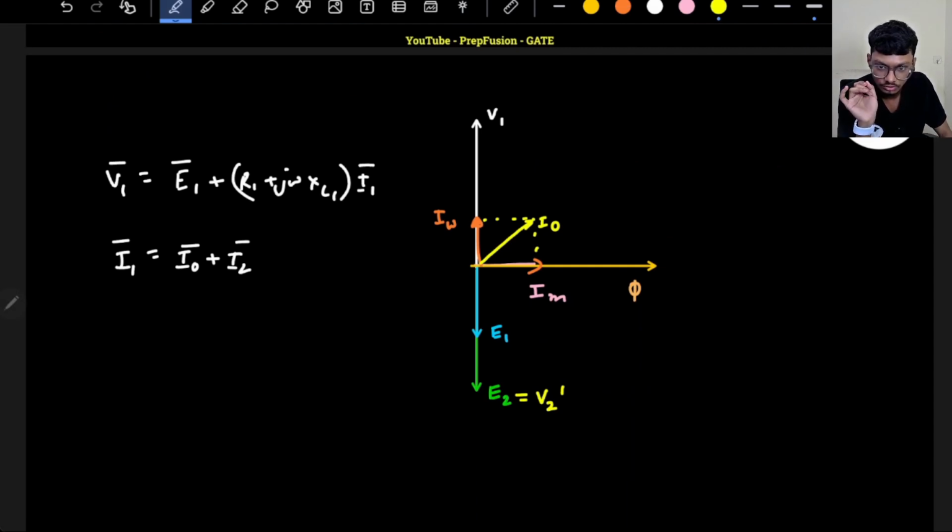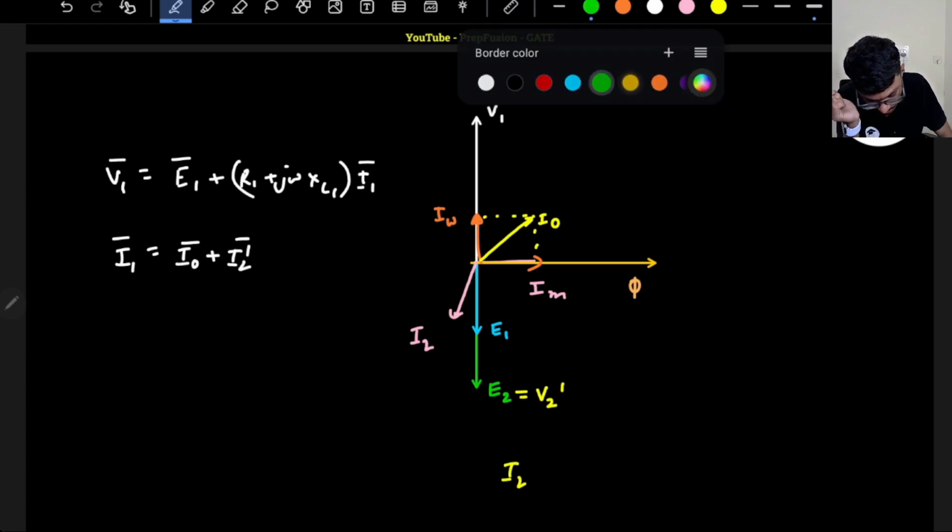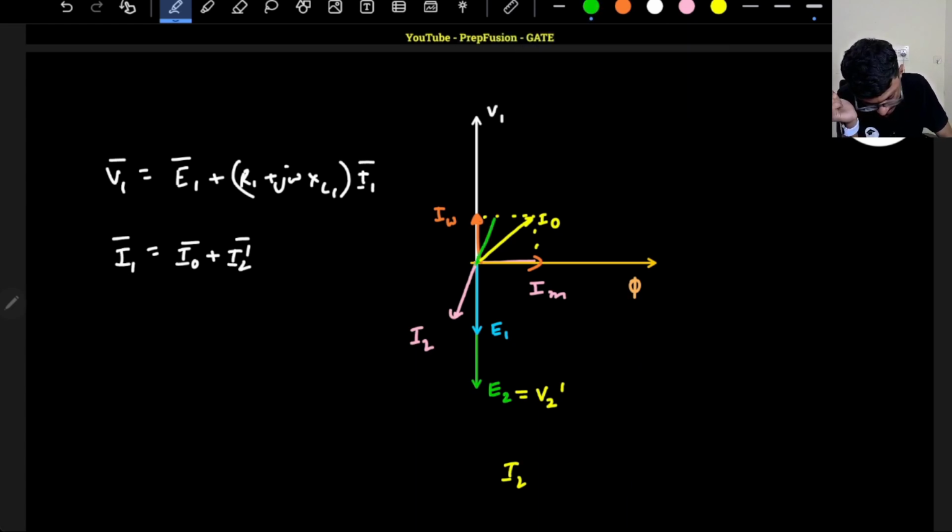Okay, so now what about the other portion? What about current I2? It's a lagging circuit, so it will lag the voltage and lie somewhere around here. This will be the I2 current. But I have to add I2 dash. I2 dash will be in phase opposition with I2, so it will be exactly somewhere here. Of course, there is the multiplication of N2 by N1 that you can do.